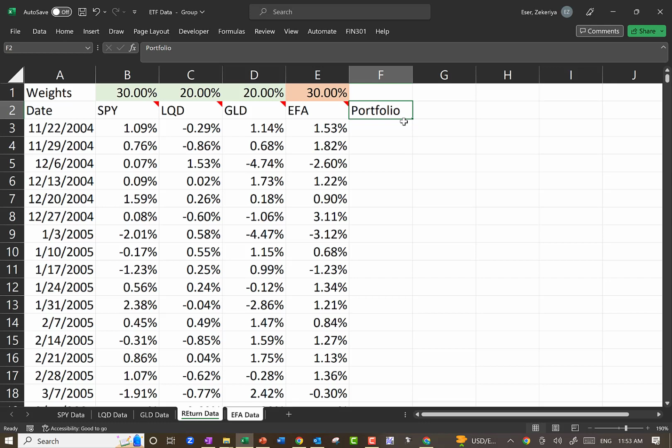Has anybody not seen portfolio returns and that kind of stuff in their basic finance class? I know I covered it, so. Okay. At least you've seen it.